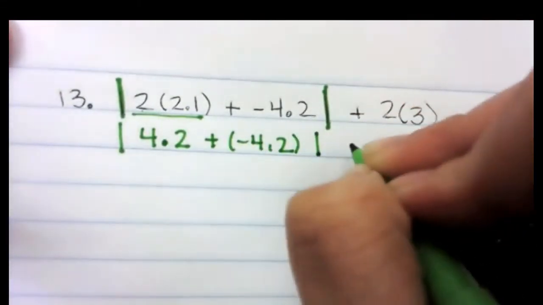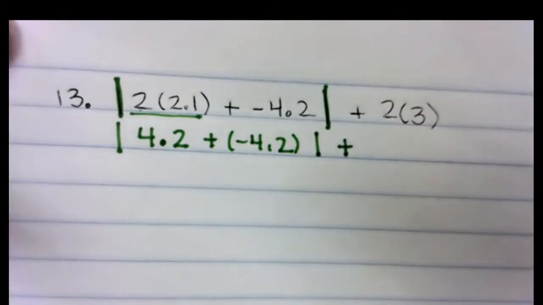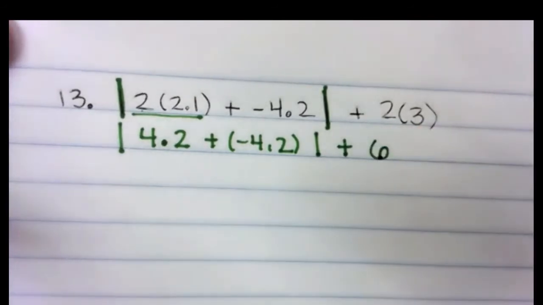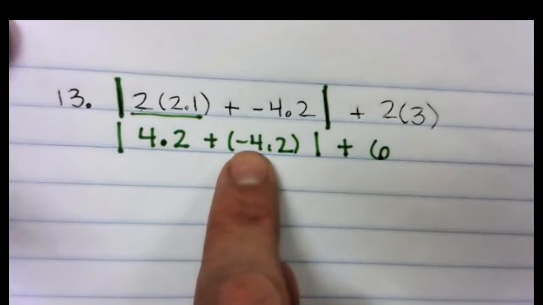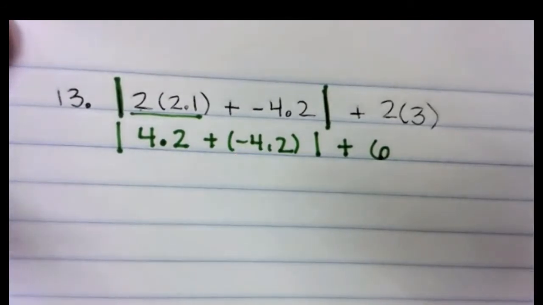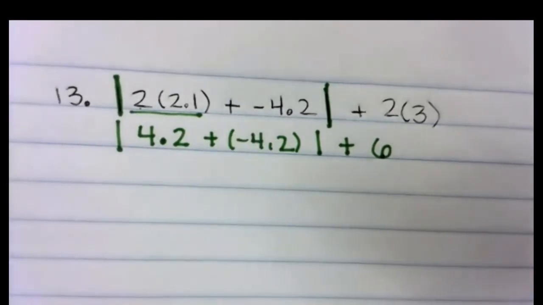And then you have plus a negative 4.2 inside your absolute values, plus, what's 2 times 3? Good. What do you know about adding an opposite? What's that called? Dominique, what's the answer going to be? The answer I know is going to be 0 because when you add a negative. So does anybody recall what that property is when you add opposites together? They're called what? What do you think, Dominique?